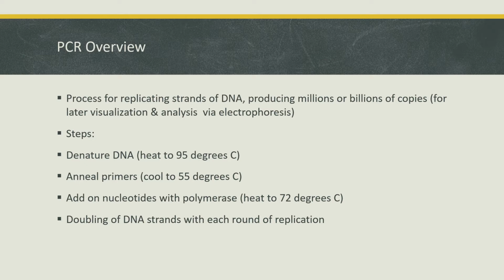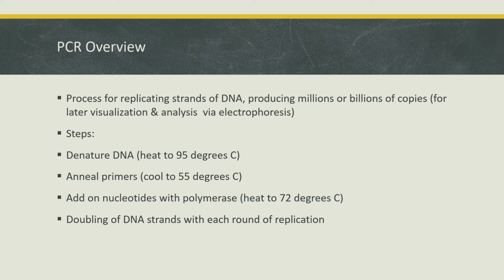PCR is a method for replicating strands of DNA to produce millions or billions of copies, facilitating analysis and visualization. The main steps of PCR are denaturing DNA, annealing primers onto the DNA, and adding on nucleotides using polymerase under the 3' end of the primers, and repeating this process results in the duplication of DNA to millions and billions of copies.